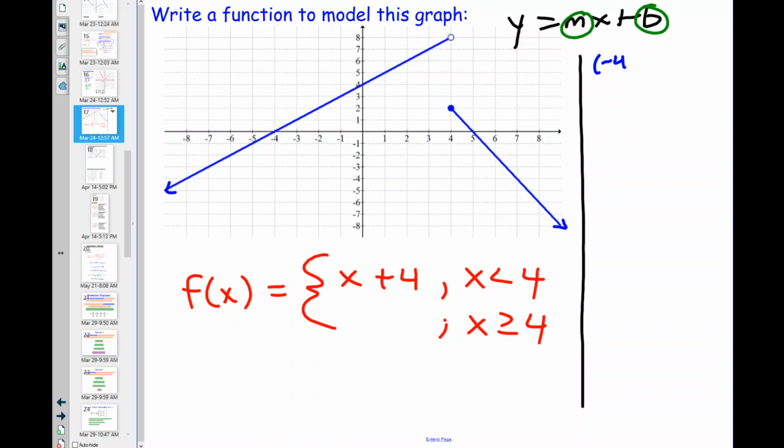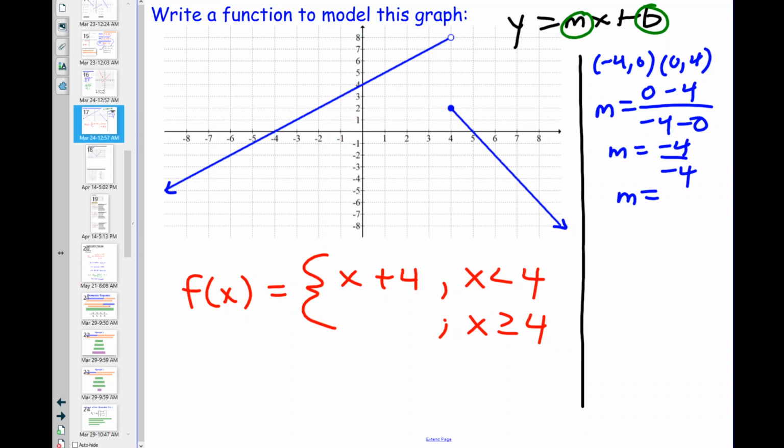Negative 4, 0, it doesn't matter. It can be any 2 points. And then what else? And 0, 4 I like also. Perfect. They're on an axis, so the slope formula says subtract the y's, subtract the x's, I get negative 4 over negative 4, which does indeed give me 1. I just confirmed what we counted on the graph before.